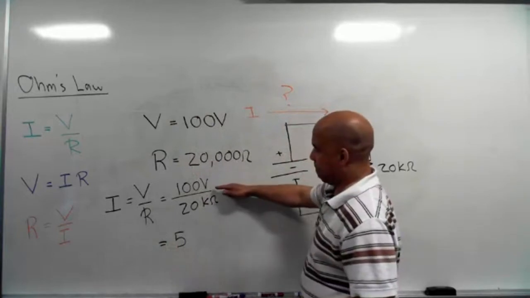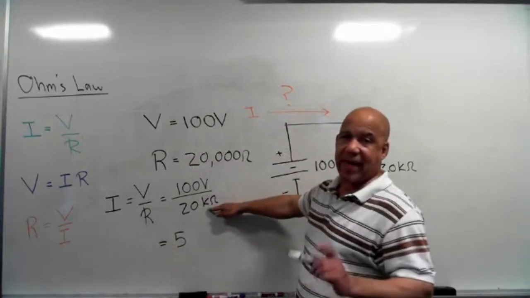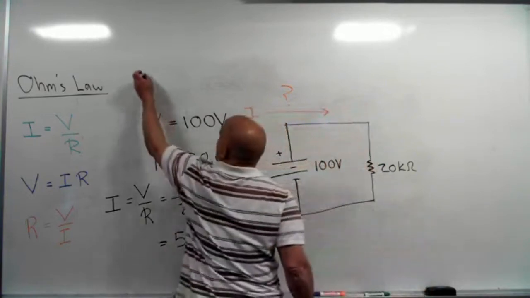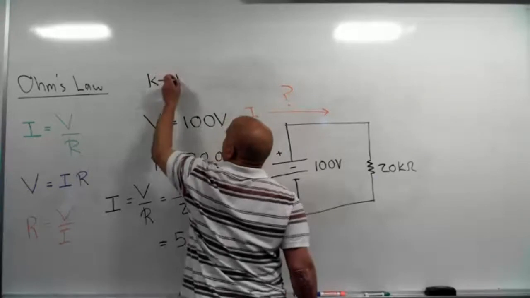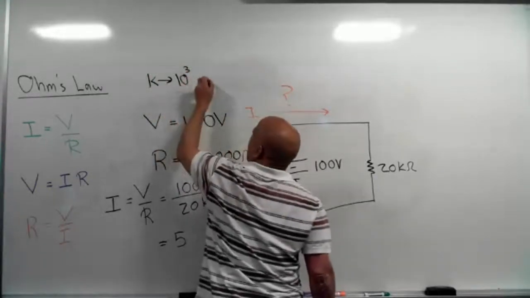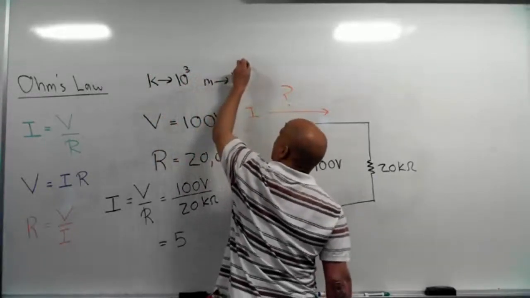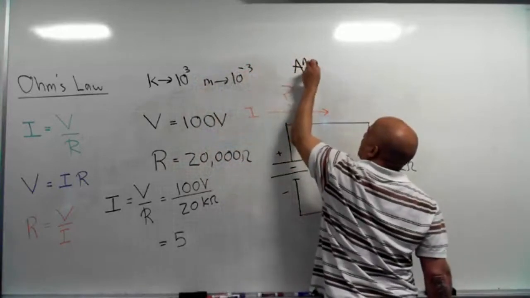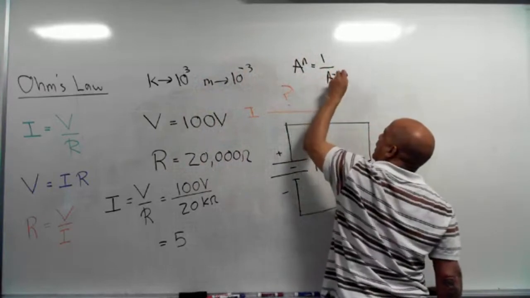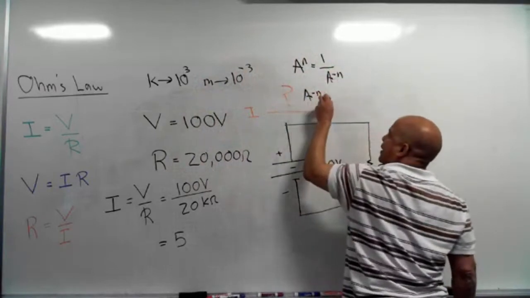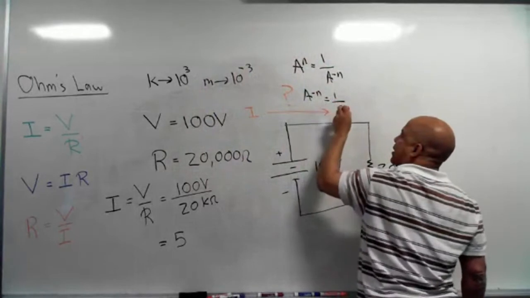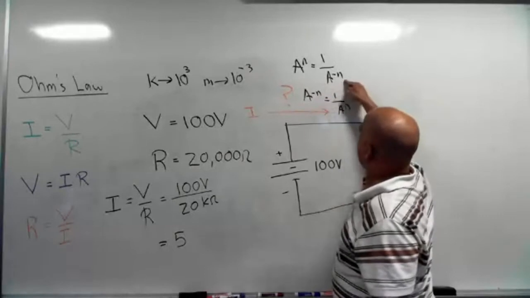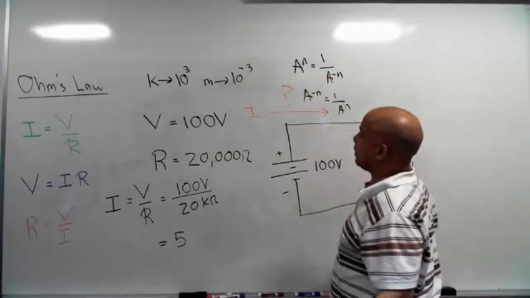And then now you got to remember that K is 10 to the third, and milli is 10 to the minus third. And remember, for math, if you have A to the n, it's equal to 1 over A to the minus n. Or if you have A to the minus n, it's equal to 1 over A to the n. So whatever's on the bottom that comes to the top is a negative, right, when you do your law of exponents.